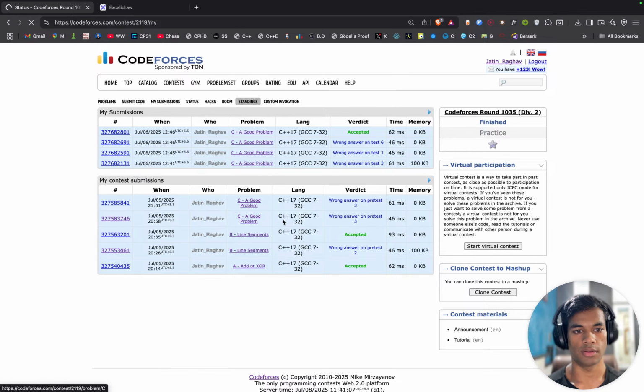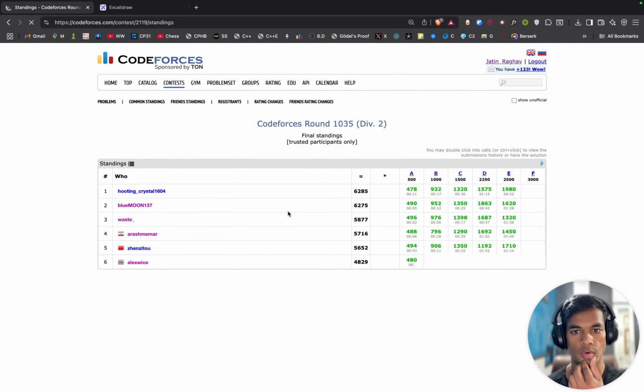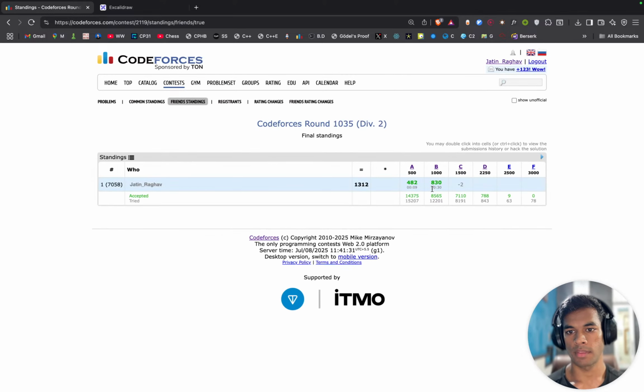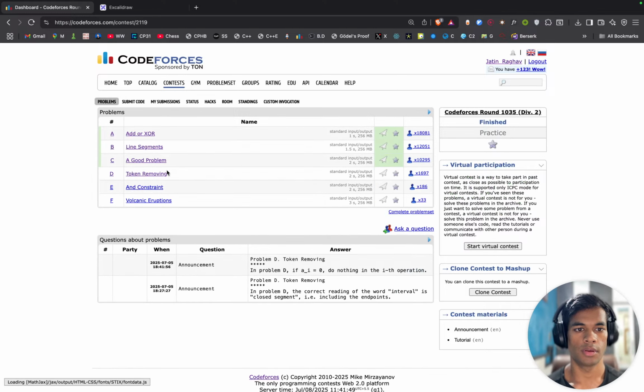During the competition, I was not able to do it. I had to read the editorial afterwards, and then I was able to do it. It took me 9 minutes to do the first one, and 21 minutes to do the second one. 21 minutes is a very long time to do this question. This one, line segment.